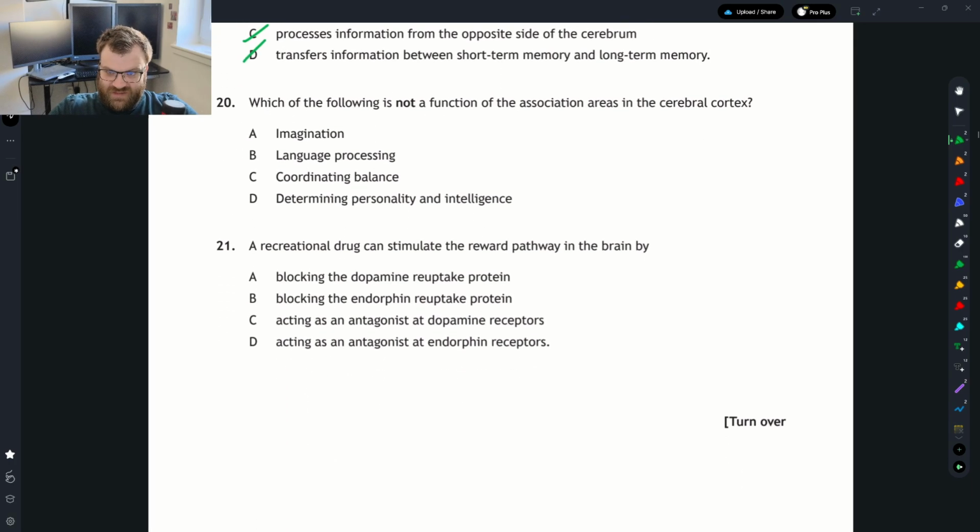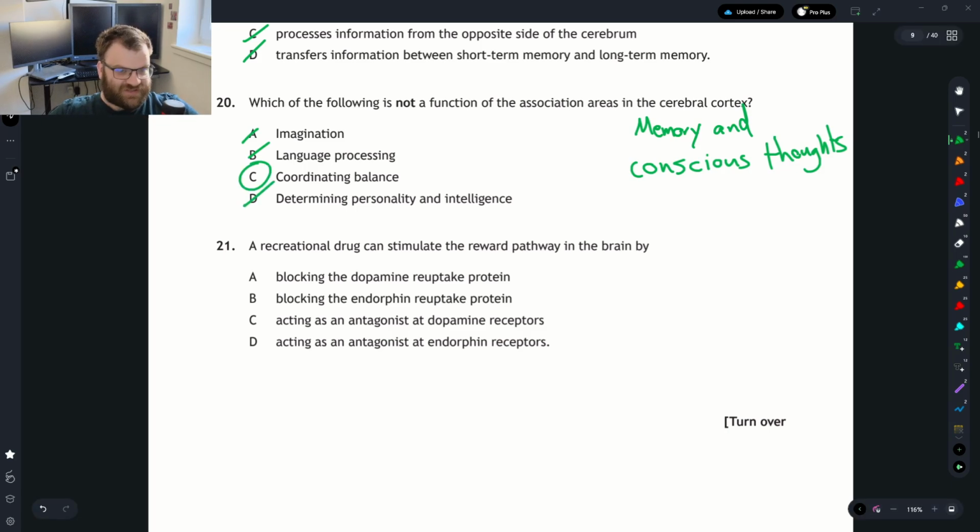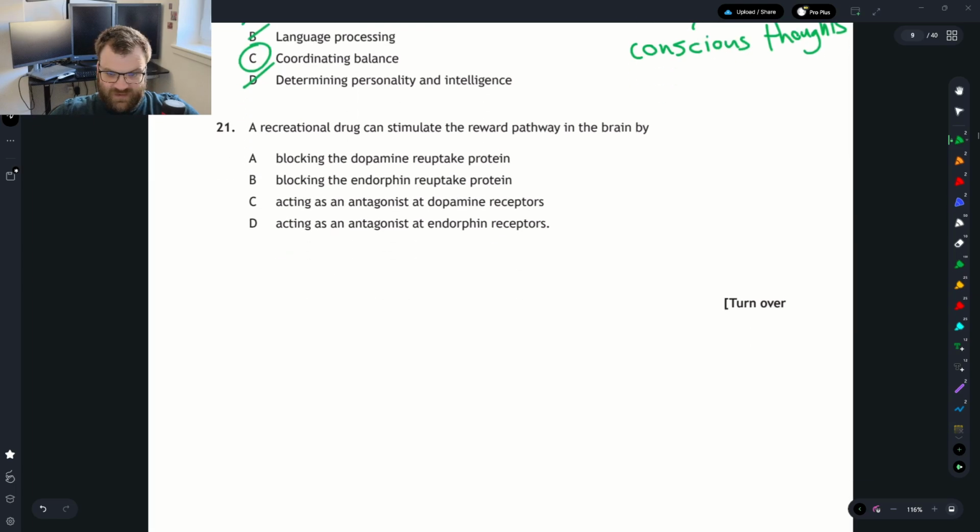Cerebral cortex is to do with memory and conscious thoughts. So imagination would be part of that. Processing, yes. Balance would be the cerebellum. Because we're looking for the one that's not, C is the correct answer there.